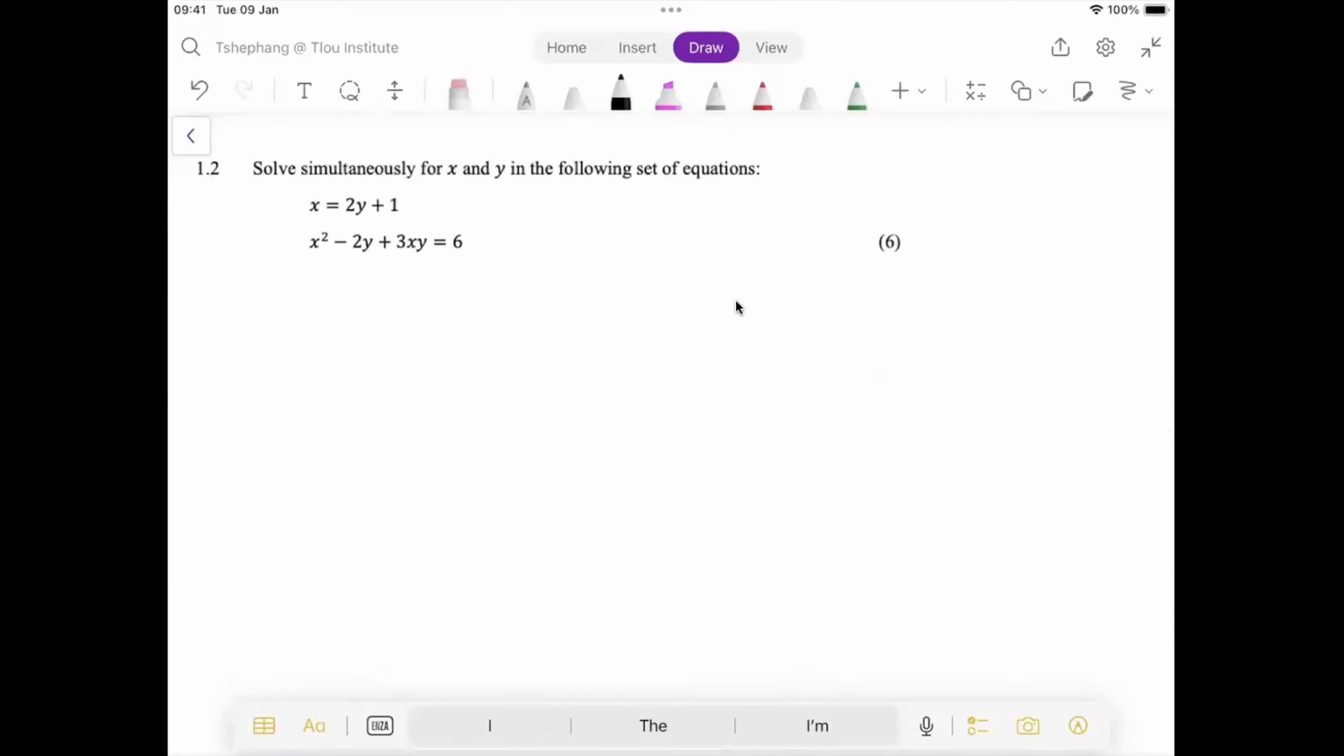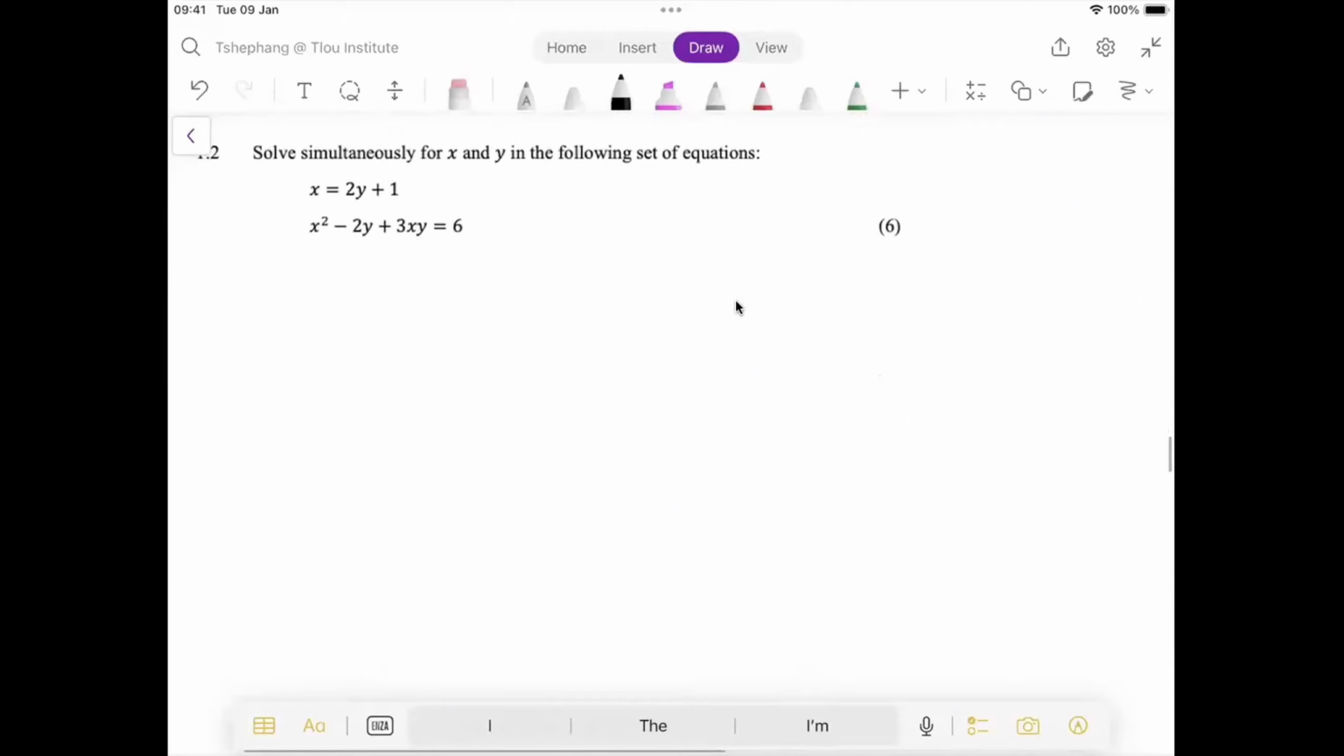Now, solve simultaneously for x and y in the following set of equations. Right. Now, this one is set nicely for us because it's already solved for x. We don't have to find equation 3. You see that it's already solved for x. So we can immediately say, well, this is equation number 1, and this is equation number 2. Now, only because it's set, right, to 2y plus 1, we can immediately say sub 1 into 2. Check what we're going to do.